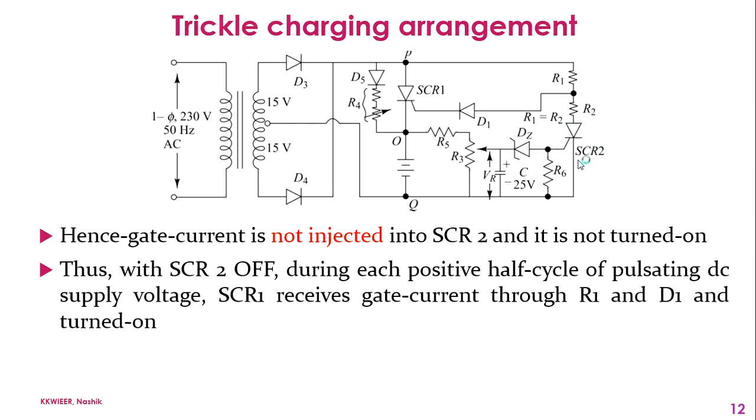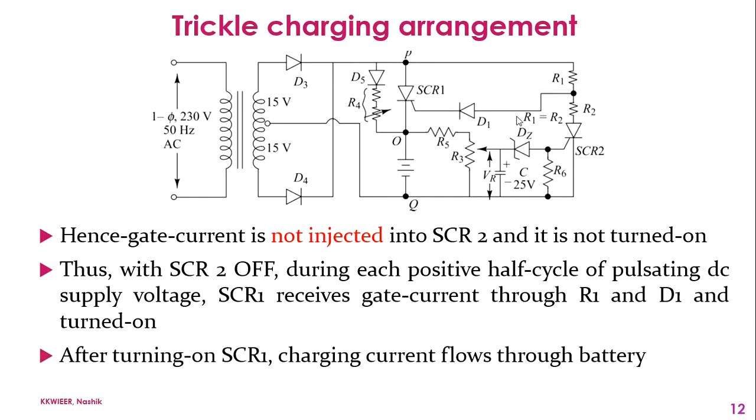So during the positive half cycle of the pulsating DC supply voltage, this SCR1 receives the gate current through R1 and D1 and it will get turned on. After turning on the SCR1, the charging current will flow through the battery.